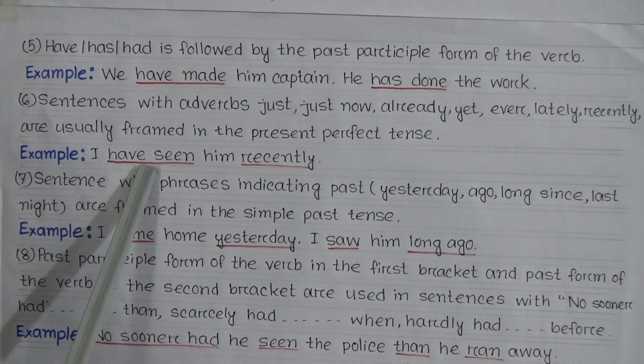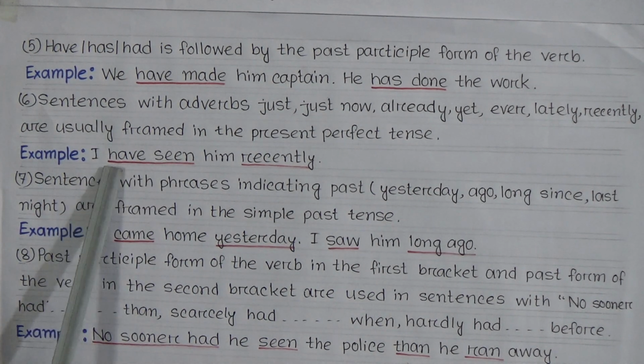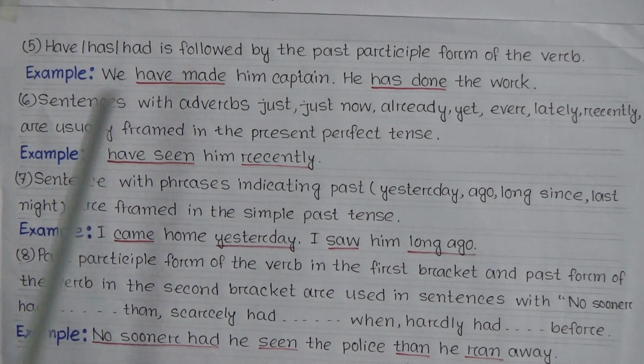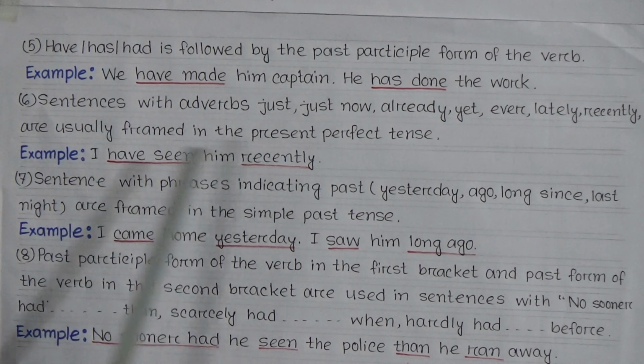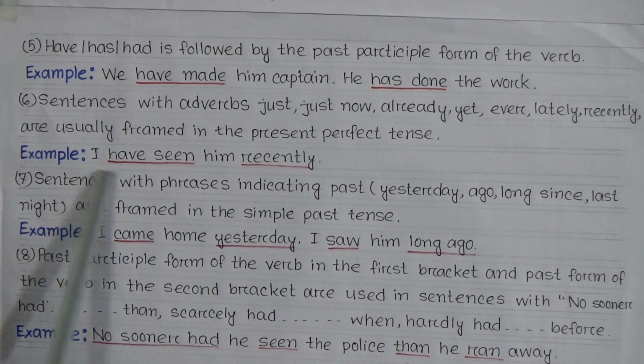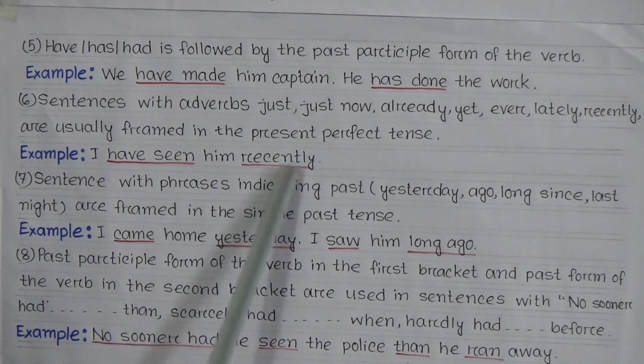And when you use have or has, if the subject is first person, second person, and also third person plural number, then you will use have, and when the subject is third person singular number, you will use has. So here the example is: I have seen him recently.